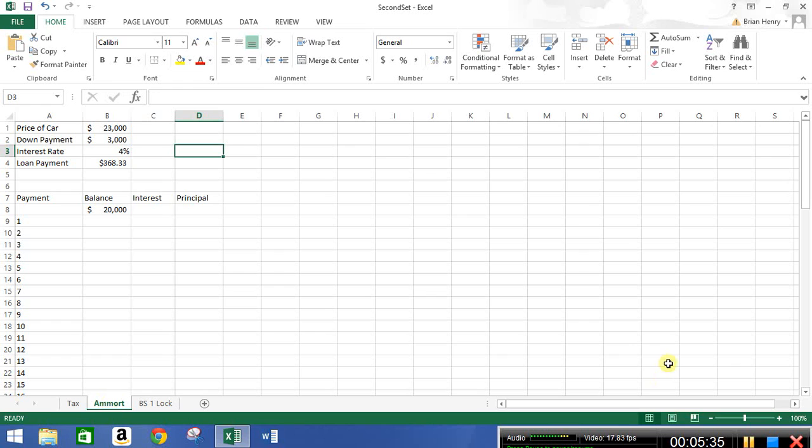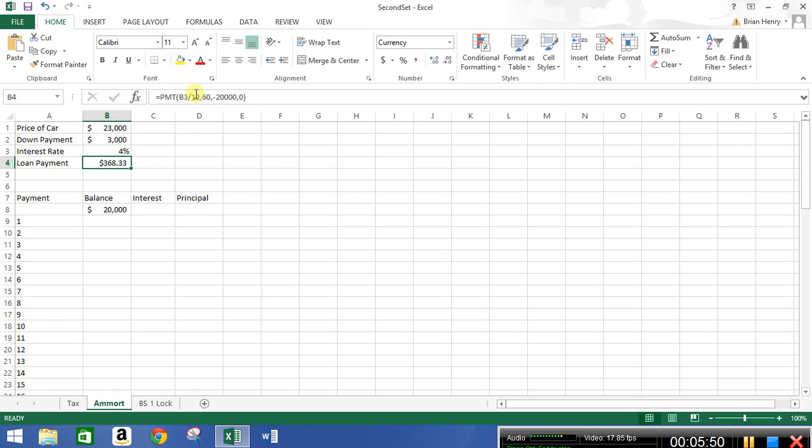Let's take another look at locking. So we'll do a couple of different formulas and we'll be locking different things in this case. So let's talk about an amortization table. So I bought a car for $23,000. I put $3,000 down. The interest rate is 4%.